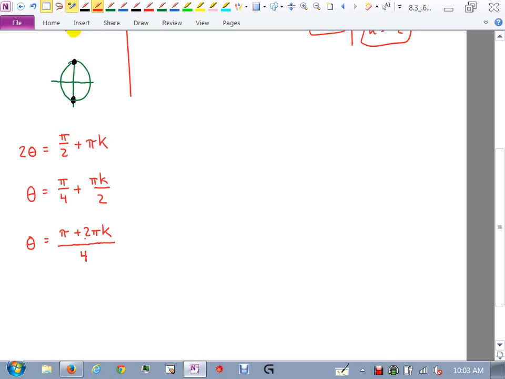Yeah, sure. You mean put these together first, then come through with the 2? Sure. Yeah, that would work. Either way. This is my general solution, right? That's my general solution.